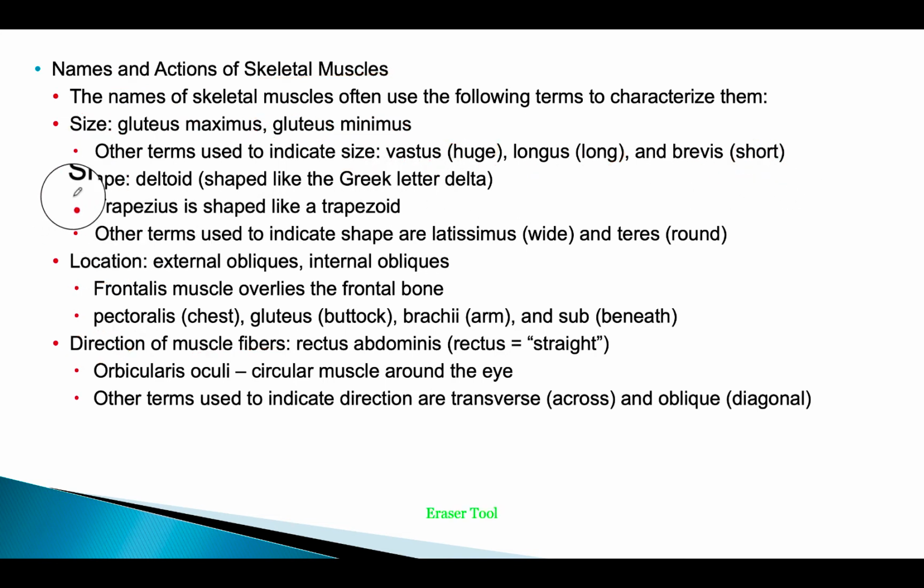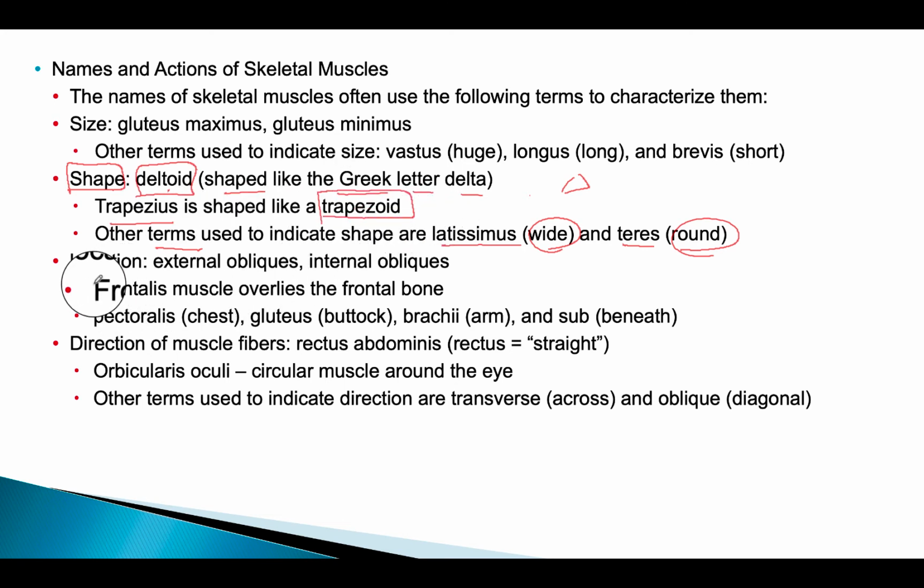The next one over here is the shape. A muscle's name could be determined by what it looks like. Deltoid, for example, is shaped like the Greek letter delta. So that's your deltoid, the muscle on your shoulder. Trapezius is shaped like a trapezoid. Other terms used would be latissimus, meaning wide, and teres, meaning round. Again, we'll see this in the next slide as we go on with our lecture.